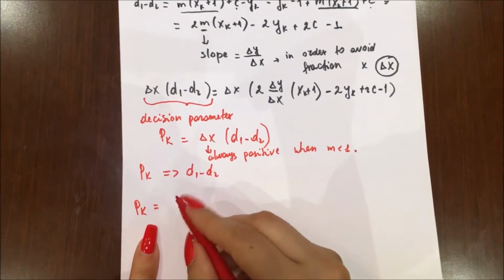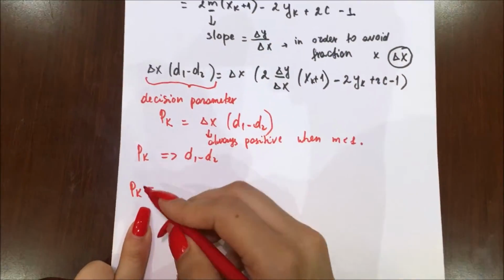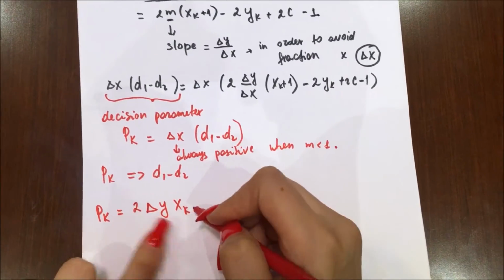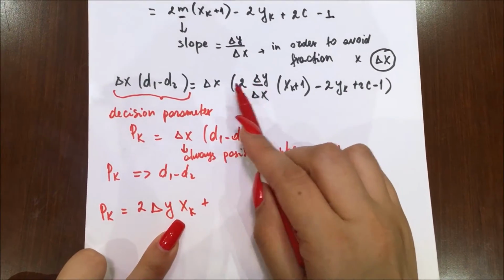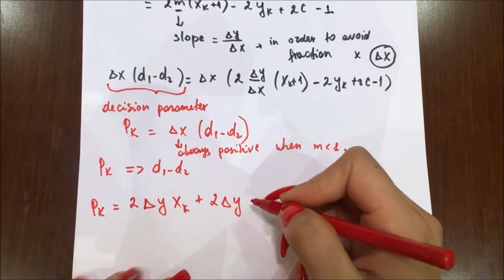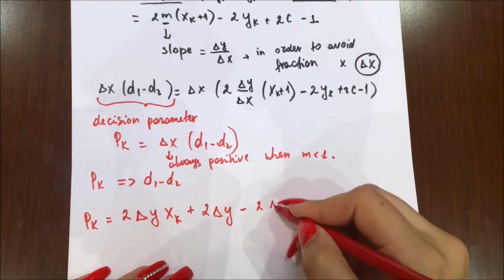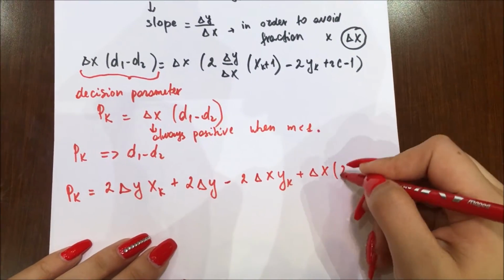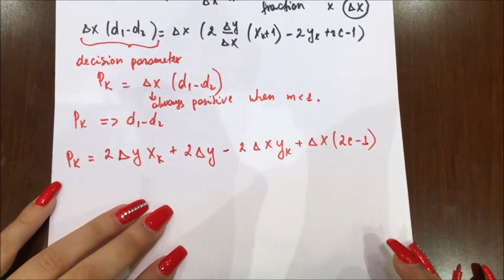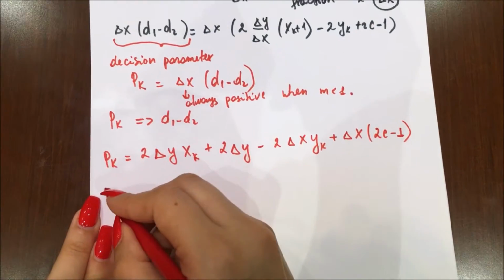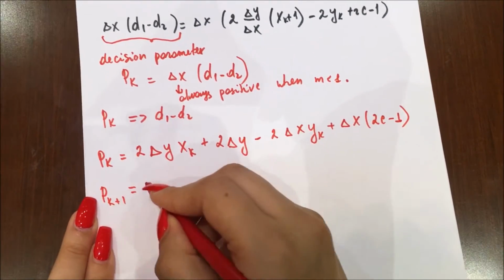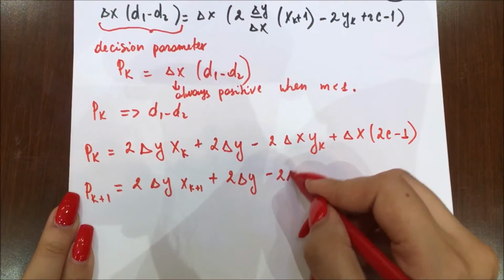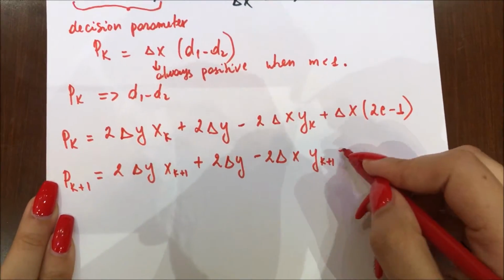Now let's calculate the value of pk. After the multiply operation, we will get pk equals 2 delta y xk plus 2 delta y minus 2 delta x yk plus delta x into (2c minus 1). Now let's find pk plus 1. We will just replace xk and yk with xk plus 1 and yk plus 1.